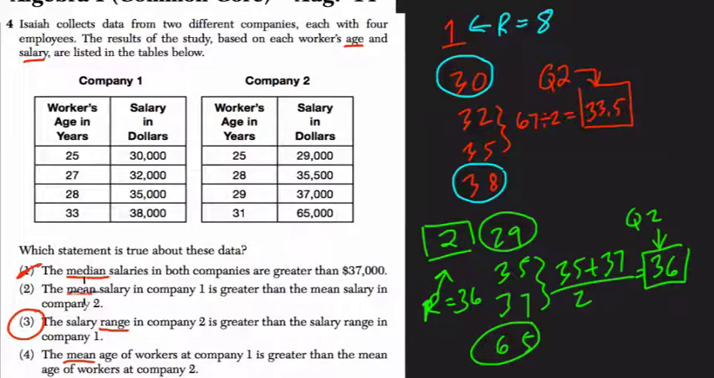Now the mean, if you had to compute it, you would add up all the numbers and divide by the amount of numbers you have. So you'd add up in company 1 all 4 salaries and you divide by 4. And the same thing's true here. You'll add up all 4 salaries and divide by 4.